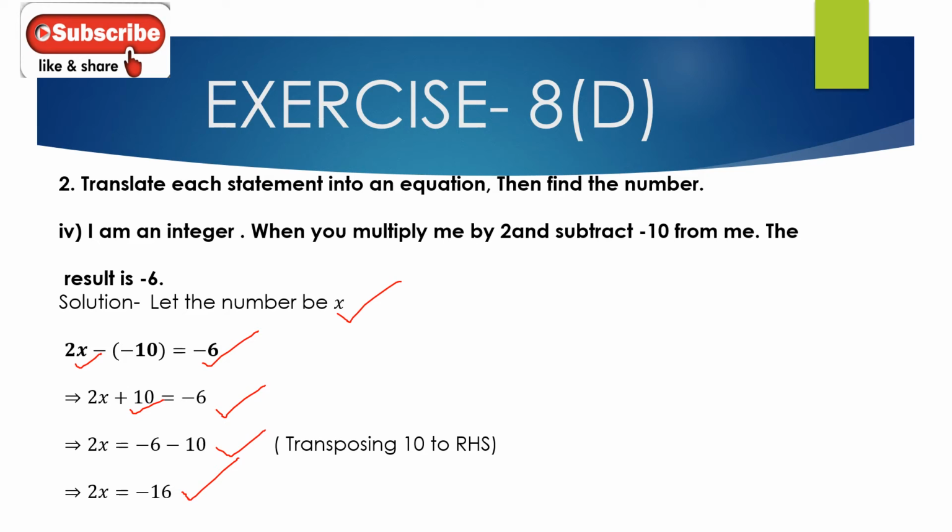Now solve the value for the variable x. This 2 multiplied with x, this 2 transposes to the right hand side, we get x equal to, multiplication symbol changes to division symbol. Now we get x equal to 1 divided by 2 multiplied with minus 16, and cancelling 2 with 16, we get 8. Now we get x equal to minus 8. So the number is minus 8.